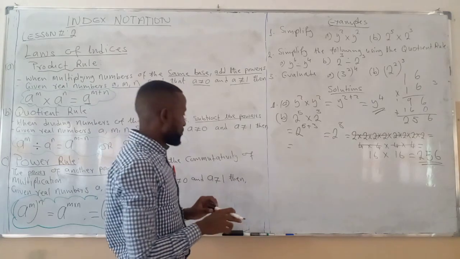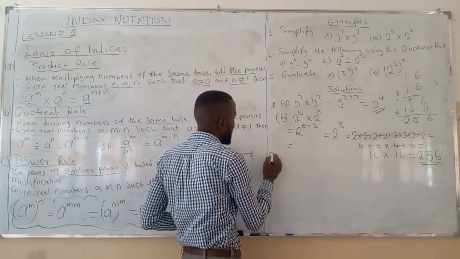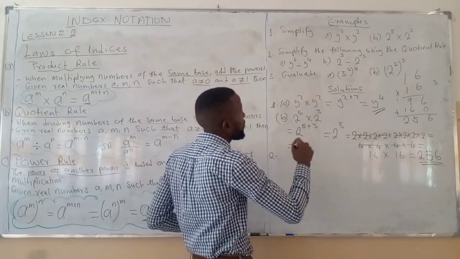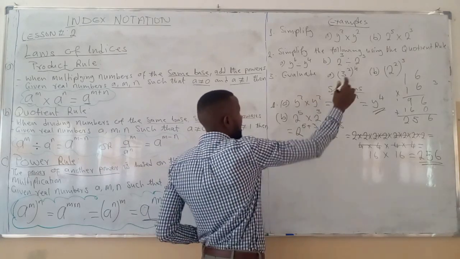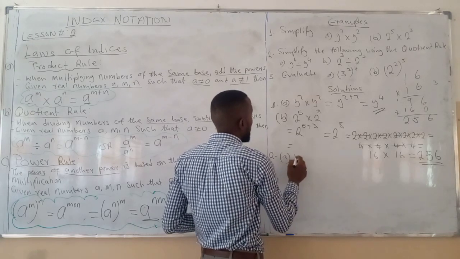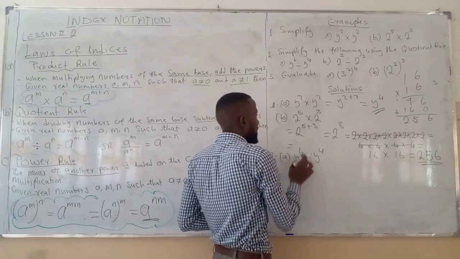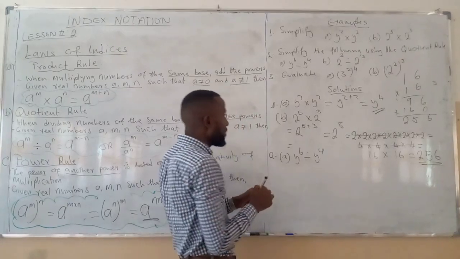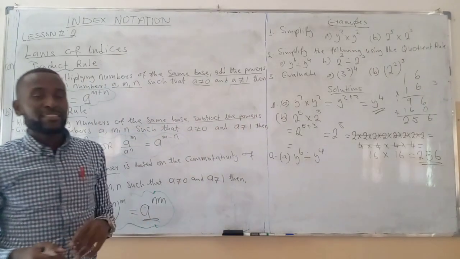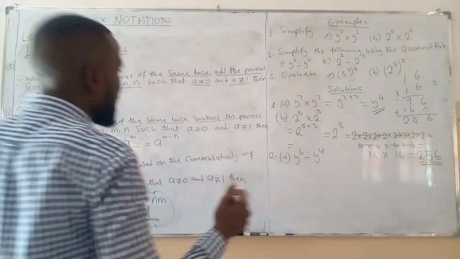Question number 2. It is simply saying we should simplify the following using the quotient rule. So here they have mentioned the quotient rule, so it should be well understood. y to the power 6 divided by y to the power 4. Here, with the product rule, remember, we were adding the powers. But with the quotient rule, what do we do? We subtract the powers. That is the quotient rule. Subtract the powers.